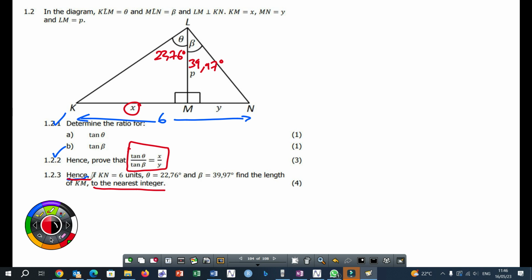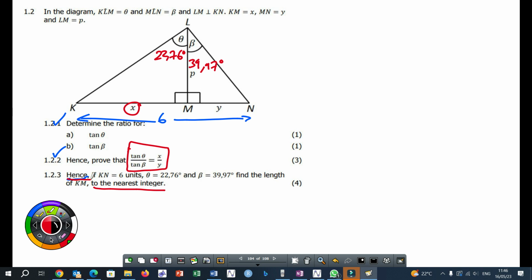Now remember, to use SOHCAHTOA, we need to be given either the opposite side or the adjacent side and an angle. But here it's not the case. We are only given the angle, but the two sides we don't have. X and P, we don't have. P and Y, we don't have. And we don't have the hypotenuse. So the only way to carry on is to get this ratio here. If we get the ratio of x over y, I think we can be able to use that ratio.